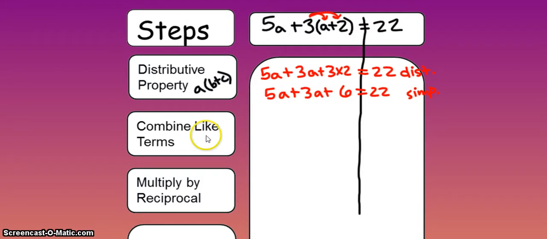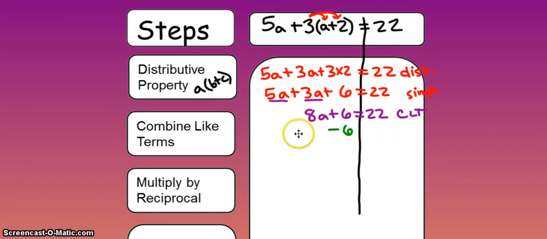Okay, then can we combine like terms? Oh, you betcha. We have 2 like terms here. 5a plus 3a ends up being 8a plus 6 equals 22. That is combine like terms, also known as CLT. And now it is our two-step equation. We want to get rid of this adding 6 first, so we're going to subtract 6. And that on this side is our inverse of addition. Subtract 6 on the other side. That's our equality of subtraction.